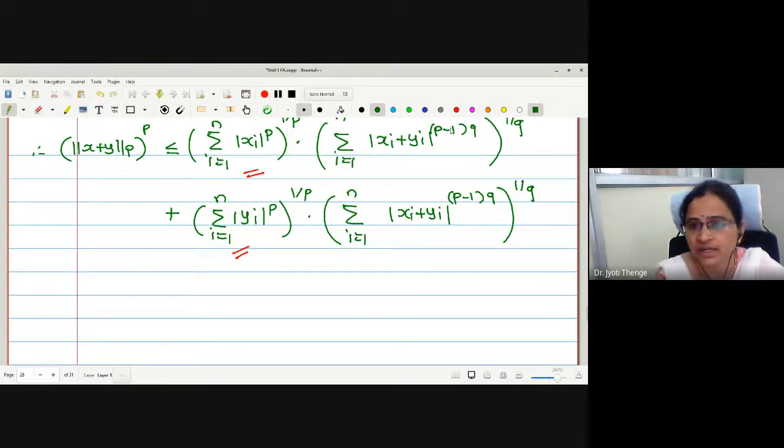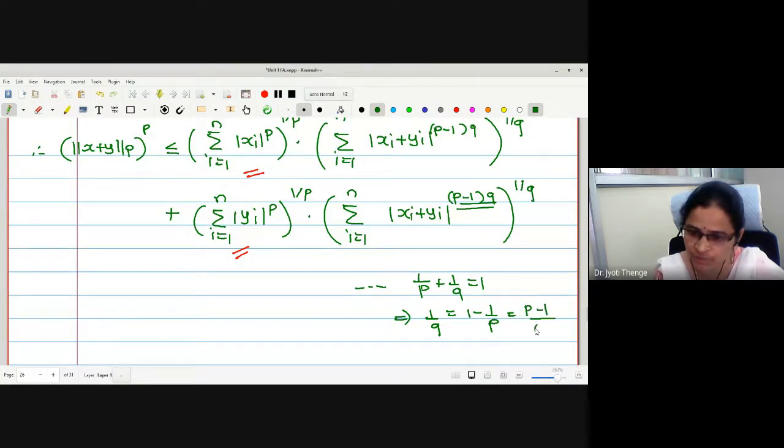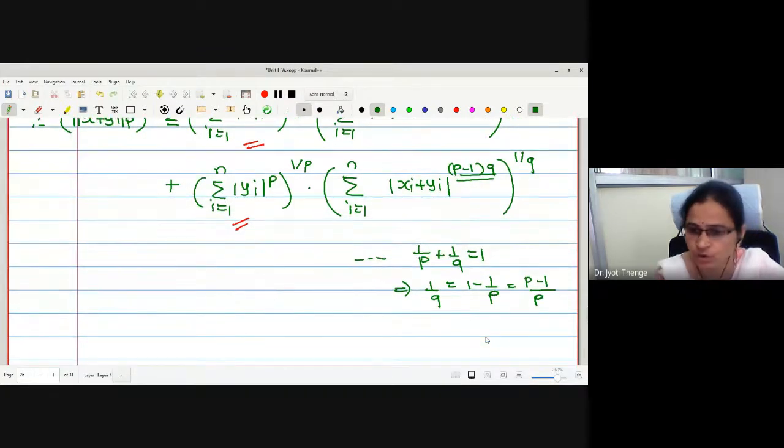Before writing the next bracket, we'll try to understand what is the value of this (p minus 1) into q. We know the relation between p and q as 1 by p plus 1 by q is equal to 1, which gives me 1 by q is equal to 1 minus 1 by p. Can I write this as p minus 1 by p? Let us do a cross multiplication.